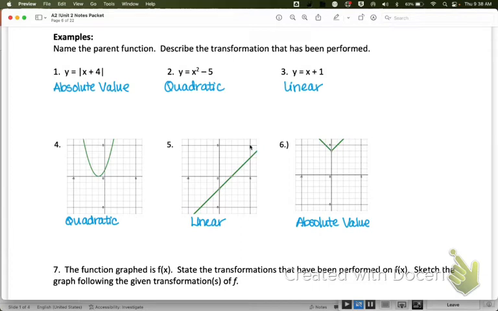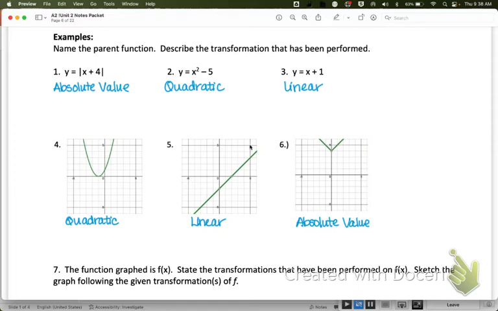Okay, the first one has the bars. That's an absolute value function. The second one, I noticed the squared. That tells me it's quadratic. The third one is just an x to the first power, so it is linear. Also, it doesn't have any absolute value bars. Now, because it has an x, it's linear and not constant. If it was just y equals a number, that would be constant. Number 4 is that U-shaped graph called a parabola, so that tells us it's quadratic. 5 is a line, that makes it linear. And 6 is that sharp V shape, which makes it absolute value.